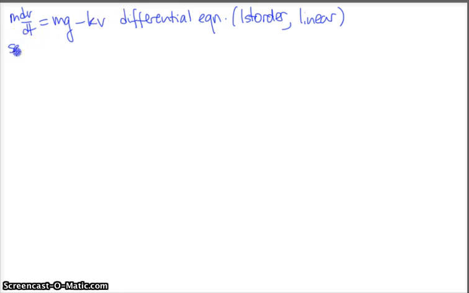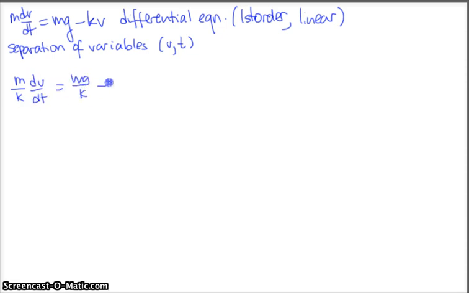And we solve this by the method of separation of variables. The two variables here being the velocity, which changes with time, and time. So clearing this out a little bit, m over k dv dt equals mg over k minus v. I have now cleared out what's in front of the v to make it easier to integrate, because I know I'm going to integrate because I have a dv dt here, and I need to get rid of that. Then I'm going to separate the dv's from the dt's.